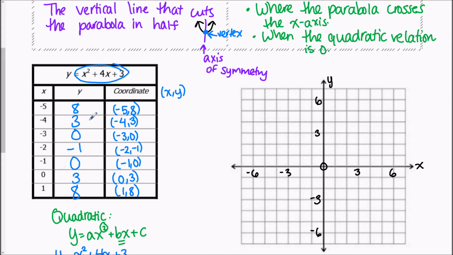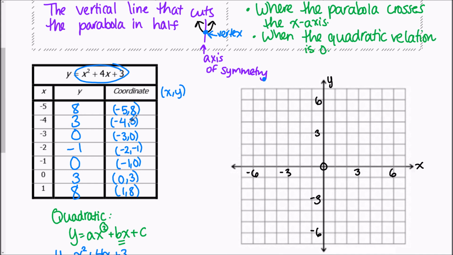So right here, my first coordinate is -5, 8. So that means I go to the left 5, 1, 2, 3, 4, 5, and then I go up 8. Now I don't have enough room, so I'm going to put approximately where I think it should be. So 1, 2, 3, 4, 5, 6, 7, 8. We'll just go up a little bit higher, and that's okay.